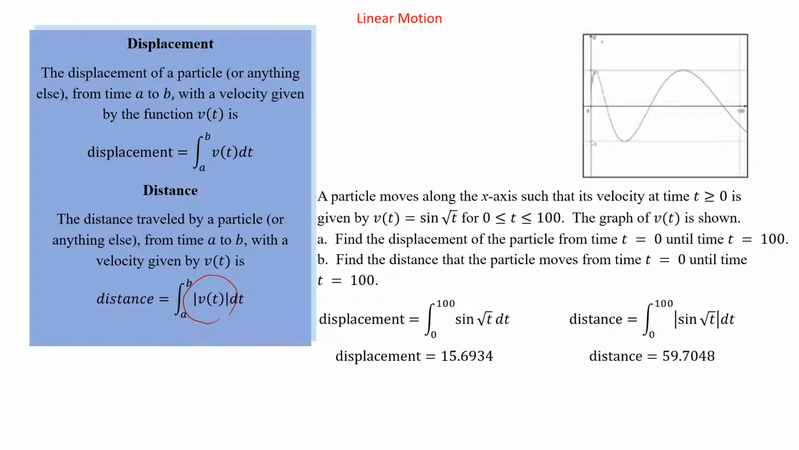And you get that the distance is 59.7048 units. So notice the distance is a lot more because for the displacement, in this first section we get some positive, but now we get more negative. If we found the displacement at that point, it would be negative. And then we get a bunch more positive to put us positive, and then just a little bit more negative, but we're staying positive. We have more area above the line than we do below the line, so we'll still be positive.